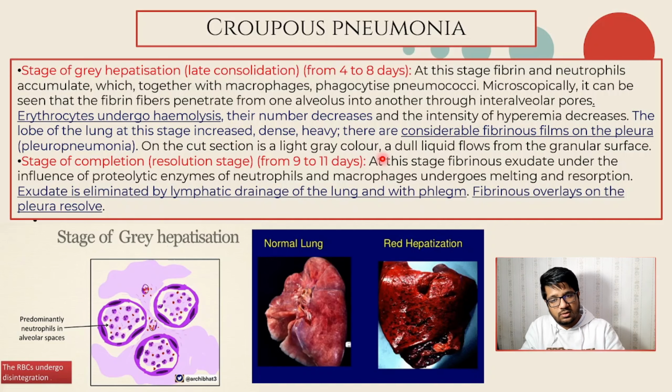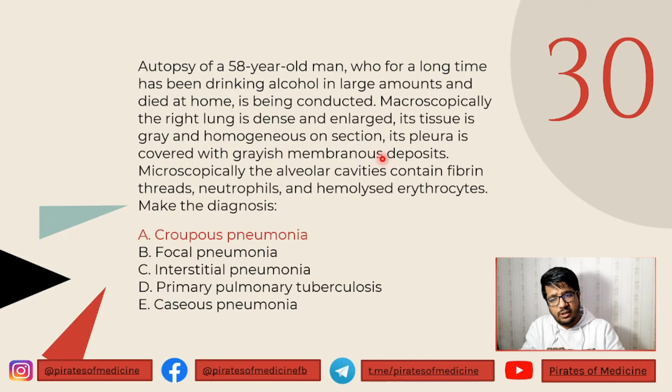So this is in accordance with the patient over here. The lung is dense and enlarged, the tissue is gray and homogeneous on section, with grayish membrane deposits, and alveolar cavities contain fibrin, neutrophils, and hemolyzed erythrocytes. This is croupous pneumonia.